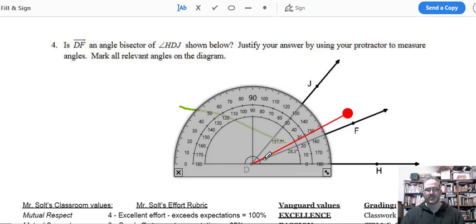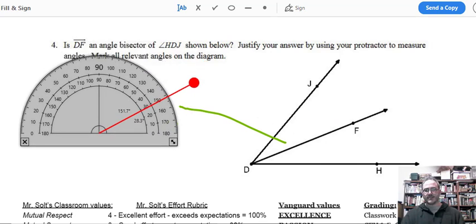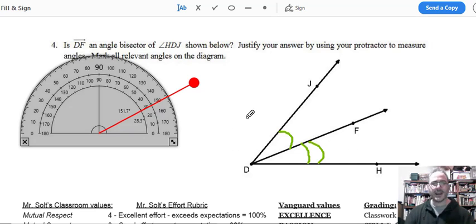Just eyeballing this, it looked to me like this one could be the same angle measure as this one, but when we break out the protractor, we can see these are two different angle measures. I can put one arc mark here, but then I have to make two arc marks here, because these are two different angle measures. So this one's 28.3.